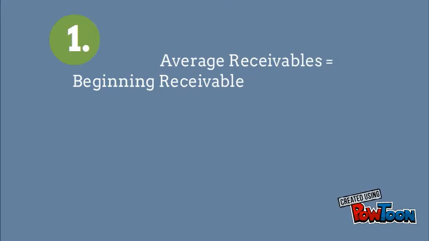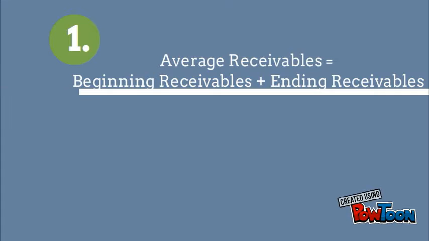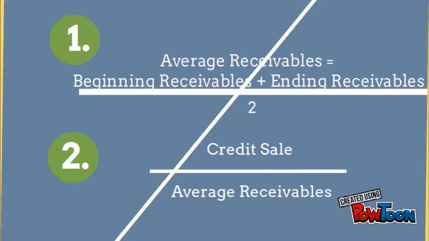The first step in calculating this ratio is finding the average receivables. This is done by adding a company's beginning receivables to their ending receivables and dividing this number by 2. The second step is to take credit sales and divide it by the average receivables.